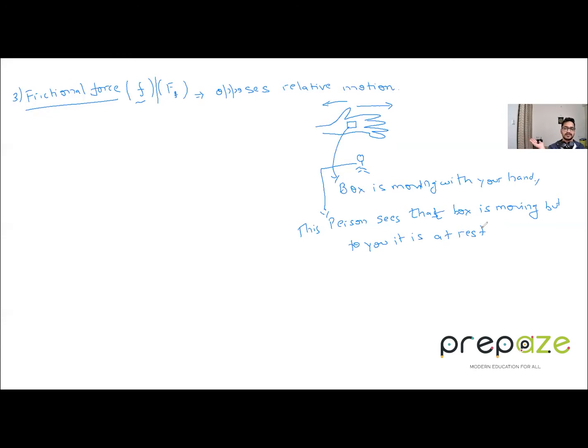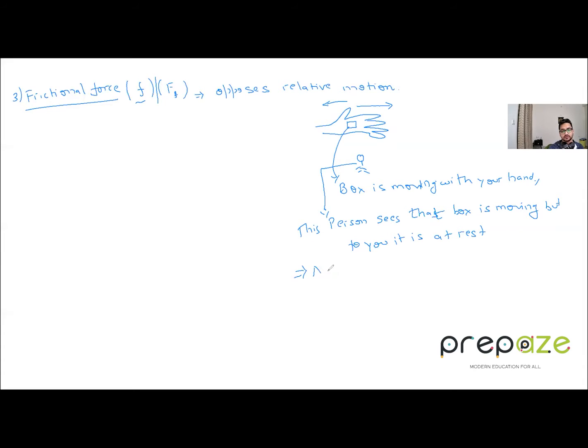There is another person, let's say behind me here, seeing that this black one, which I kept, my earpod, is moving with my hands. But is it moving with respect to you? No, it is not moving with respect to you. For you, this was at rest, isn't it? So, is there a friction acting on it? No, there is no friction acting on it.